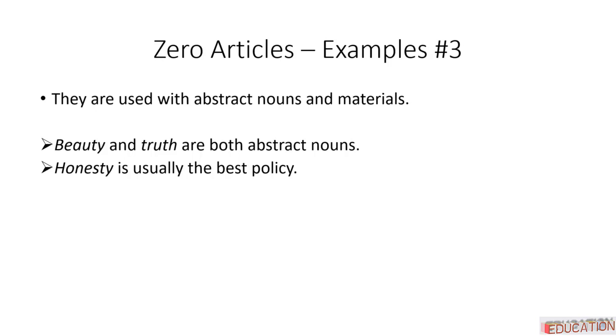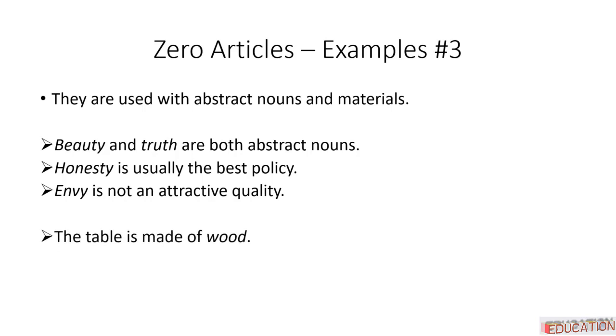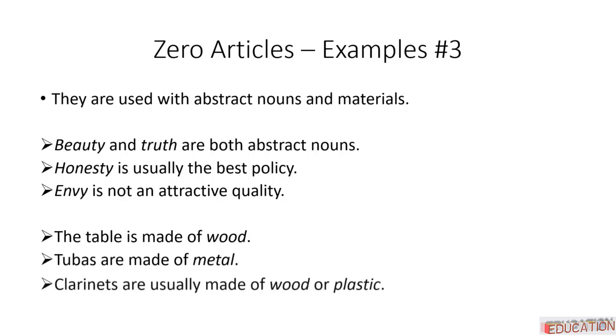Honesty is usually the best policy. Envy is not an attractive quality. Now some material examples. The table is made of wood. Tubas are made of metal. Clarinets are usually made of wood or plastic.